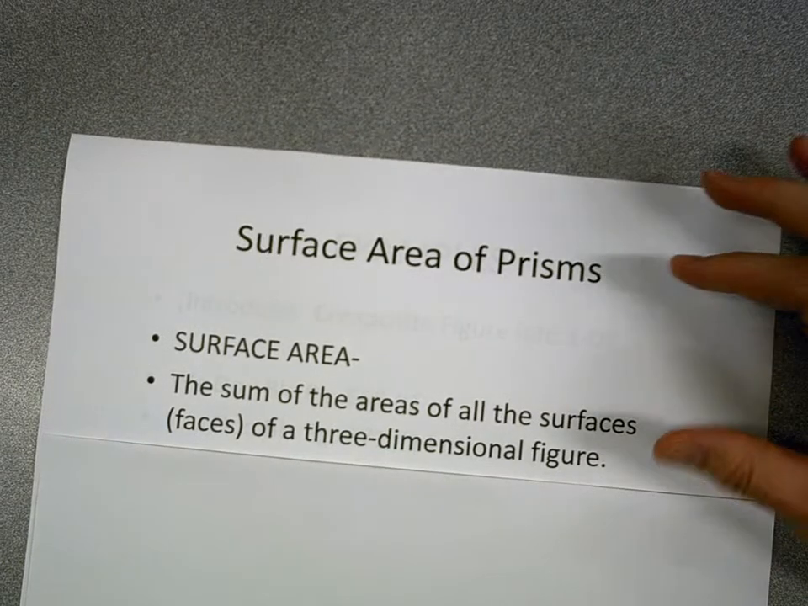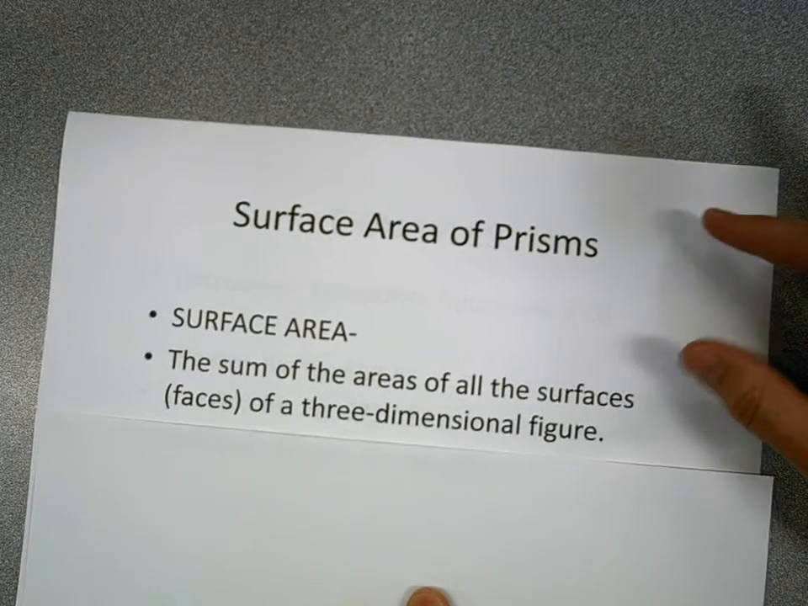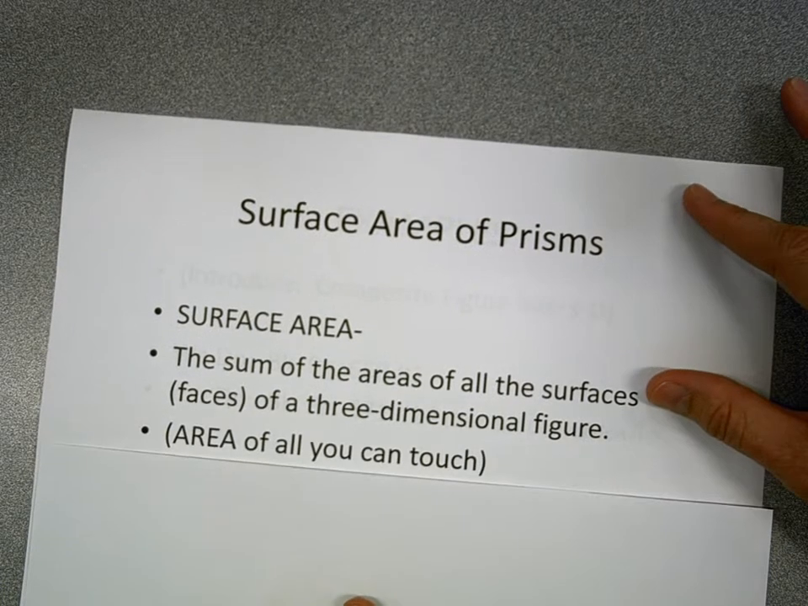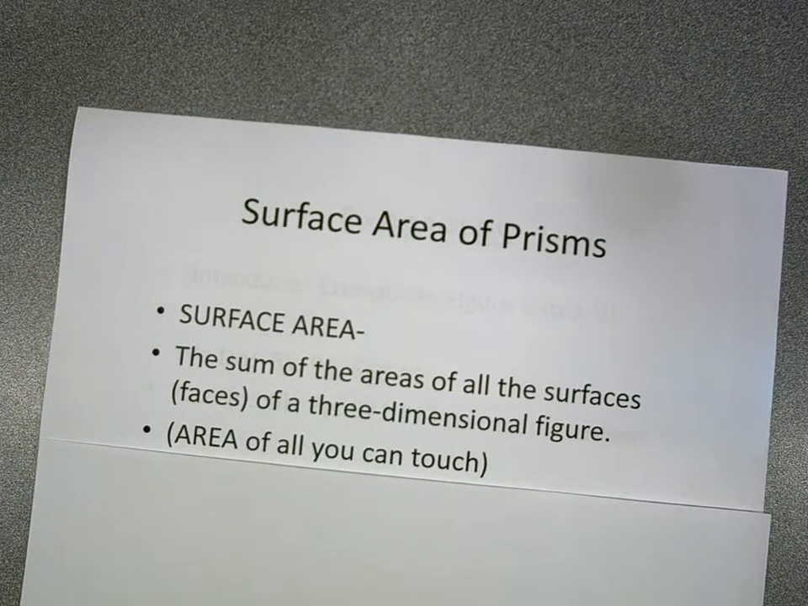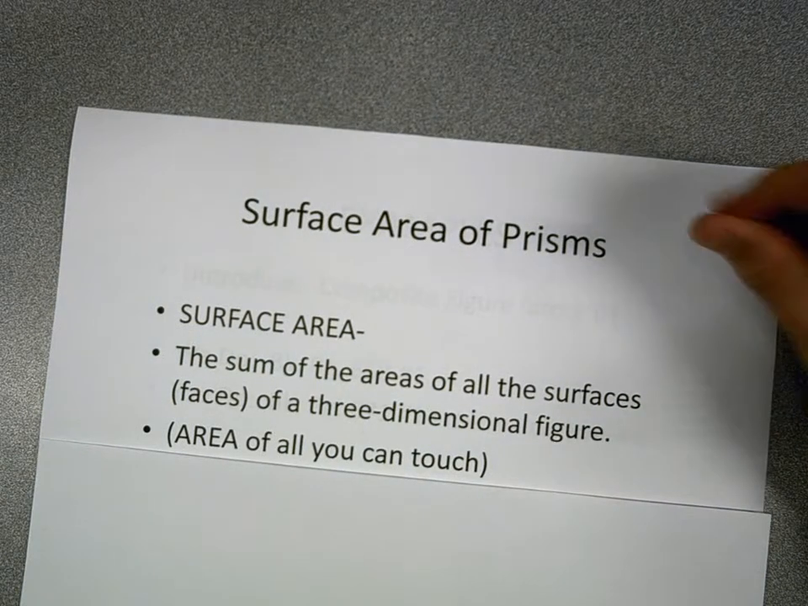That's a pretty decent and easy definition. However, here I just put this: it's kind of like the area of all that you can touch, right? Because when you talk about volume, you talk about the space inside, and unless it's like a house you could walk into, if it's just a little shape, you can't really touch the inside of it. So it's the outside part of it, all of the area that you can touch.